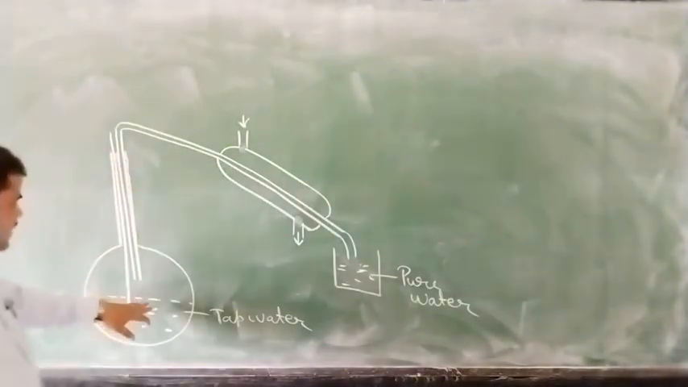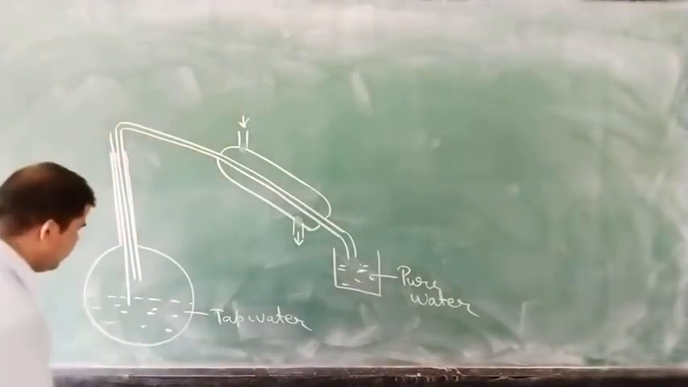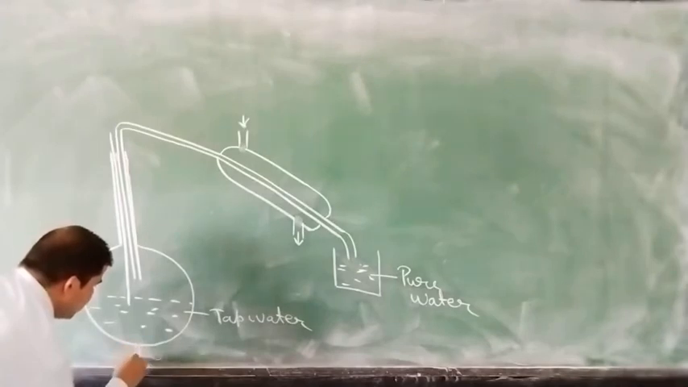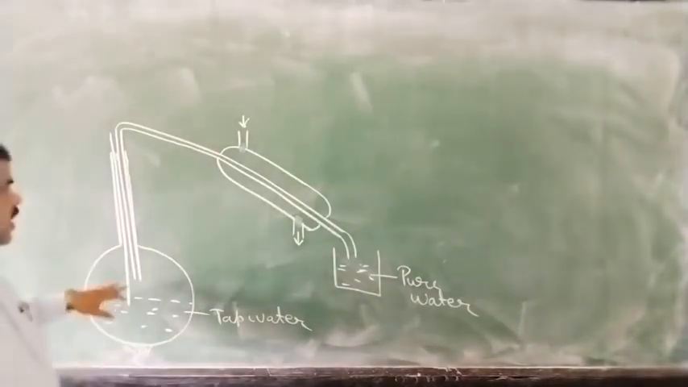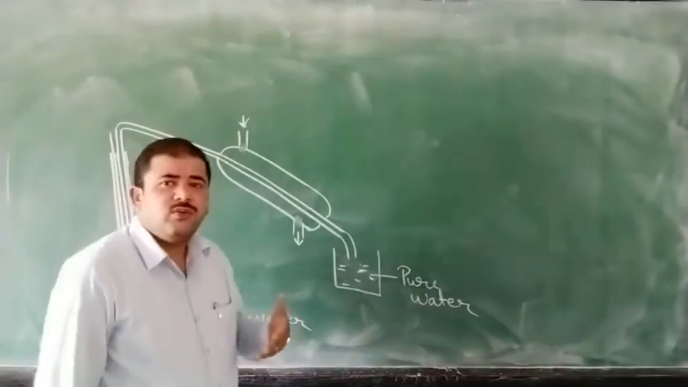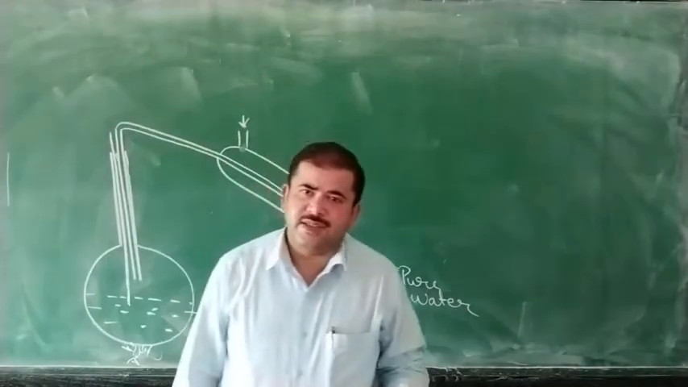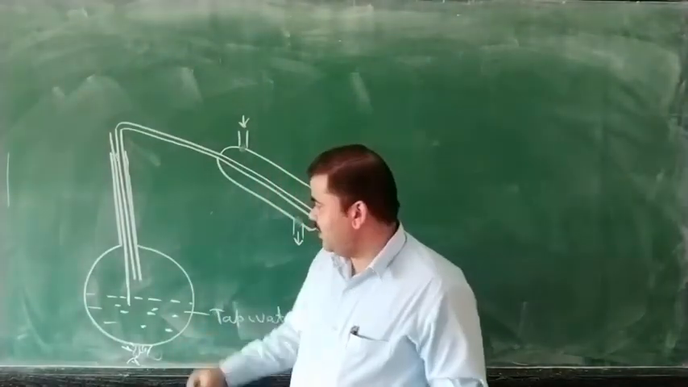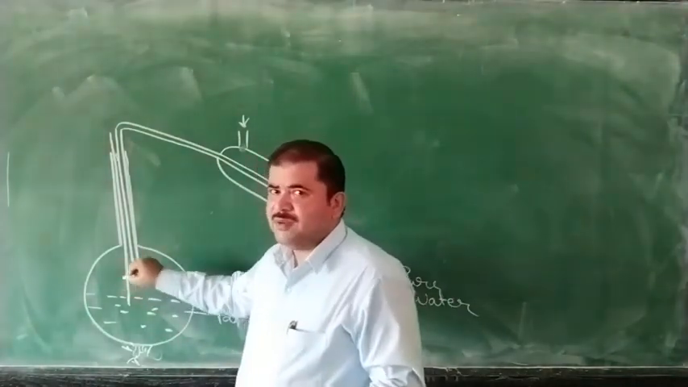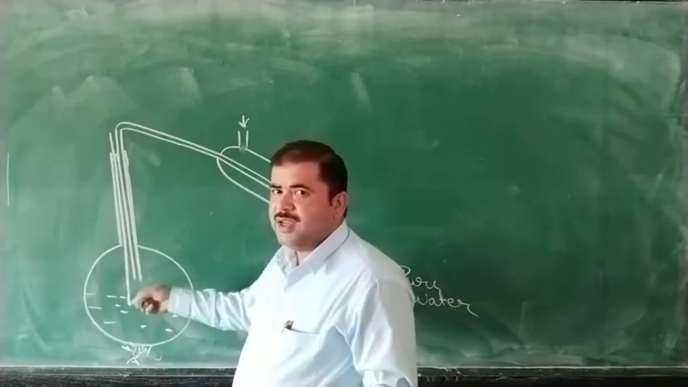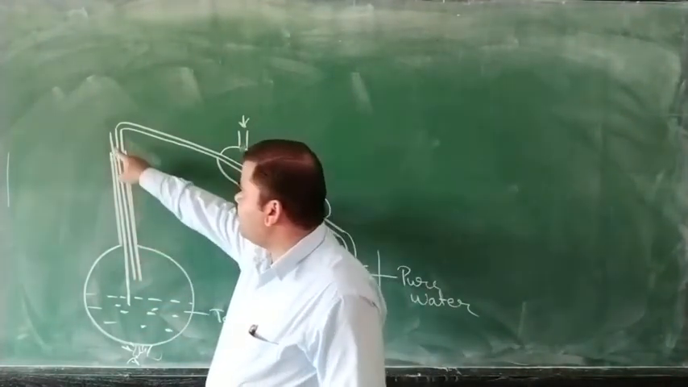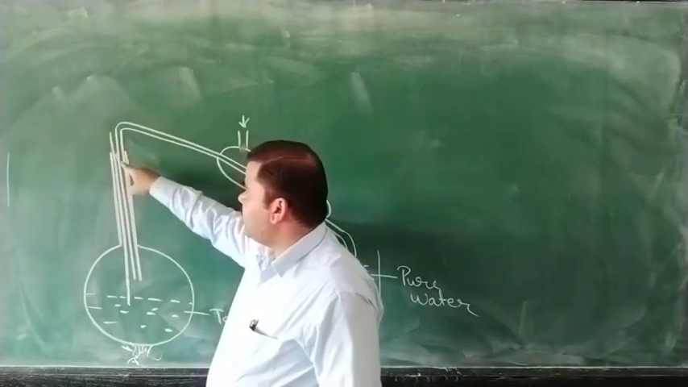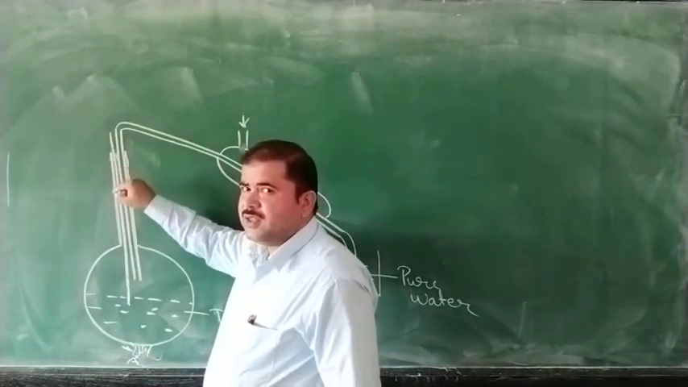So here this is the distillation flask. We will take tap water here and we will heat this tap water, and we know that the boiling point of water is 100 degrees Celsius. So we will heat. By heating, the temperature will rise, and one thermometer is kept here, and this thermometer represents the temperature.